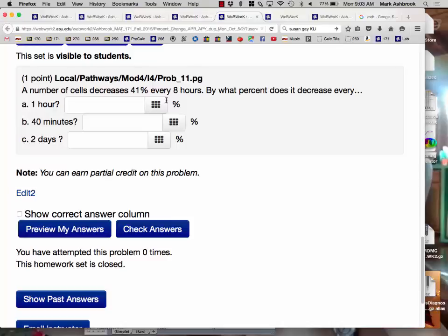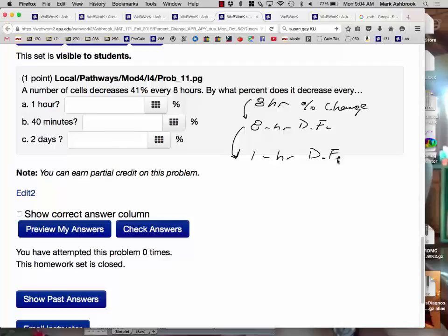So we've first got the 8-hour percent change. From the 8-hour percent change, we're going to get the 8-hour decay factor. And then from the 8-hour decay factor, if we want the percent change every hour, then what do we need from there? The 1-hour decay factor. And then from the 1-hour decay factor, we can quickly get the 1-hour percent change.